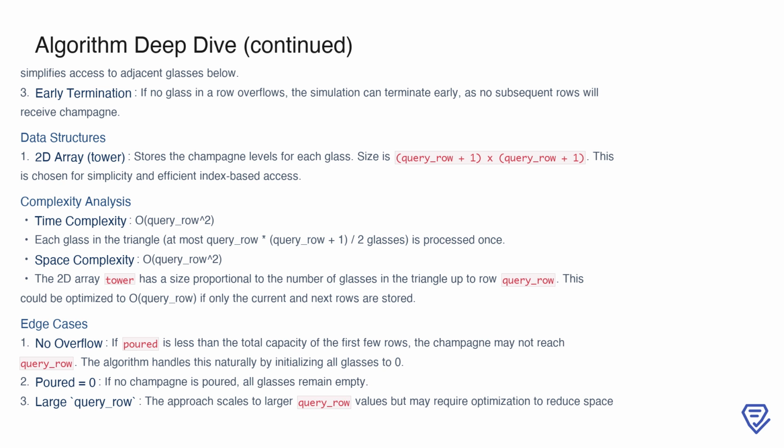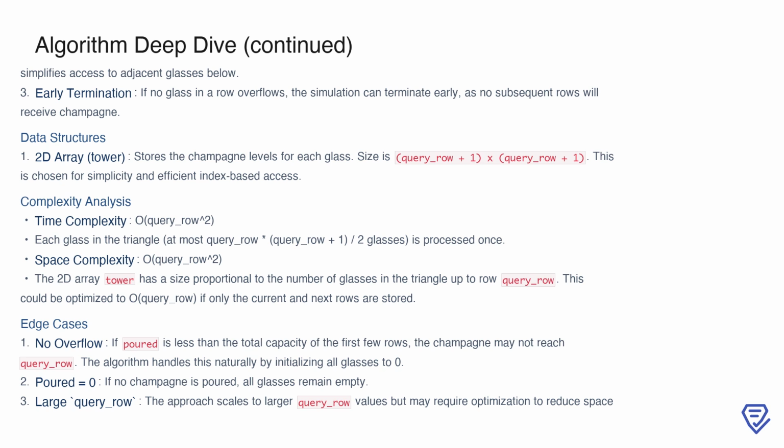This approach relies on a few important insights. First, the champagne only flows downward when a glass overflows, so we save computations by focusing only on glasses with more than 1 unit. Second, the use of a 2D array simplifies the simulation since we can directly access and update values for each glass and its adjacent ones. Additionally, the simulation can terminate early if no glass in a row overflows, as this means subsequent rows will remain empty. For data structures, the 2D array is the core component, with its size proportional to query_row plus 1 by query_row plus 1. This ensures simple and efficient access to each glass.